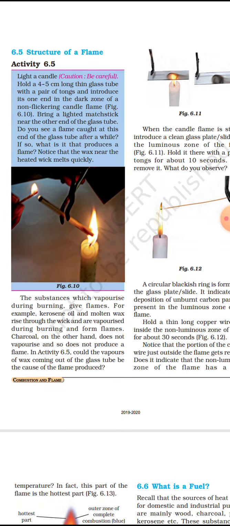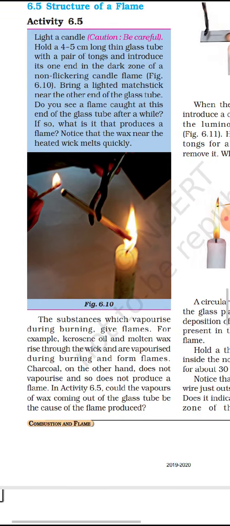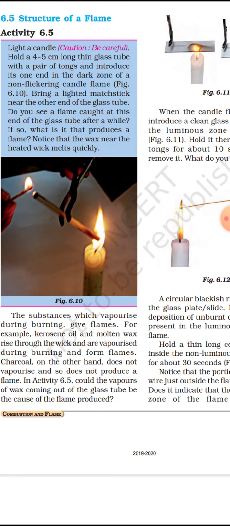You take a candle and light it. After that, hold a 4 to 5 centimeter long thin glass tube. See, you can see the thin glass tube, this one. After that, you introduce one end into the dark zone and light the other end. See, one end is in the flame of the candle, and another end is burning with the matchstick at some distance. So what happens? It produces the flames.